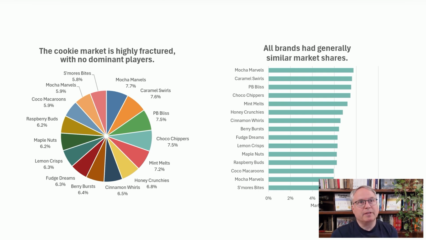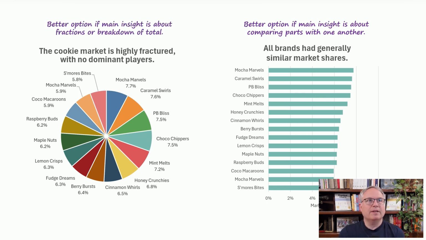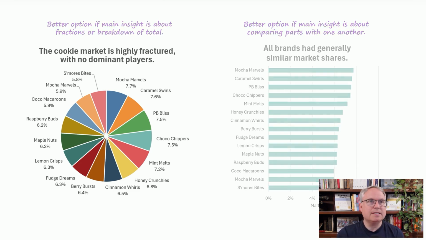If my insight were something like all brands had generally similar market shares, well, yeah, then this would become a good choice. But if I have insights that are more around fractions or breakdowns of total, then I think actually a pie chart is still going to be our best choice here. Are there other possibilities? Yes.